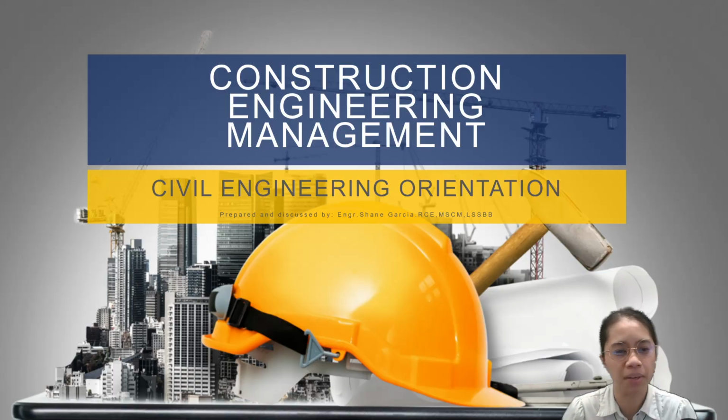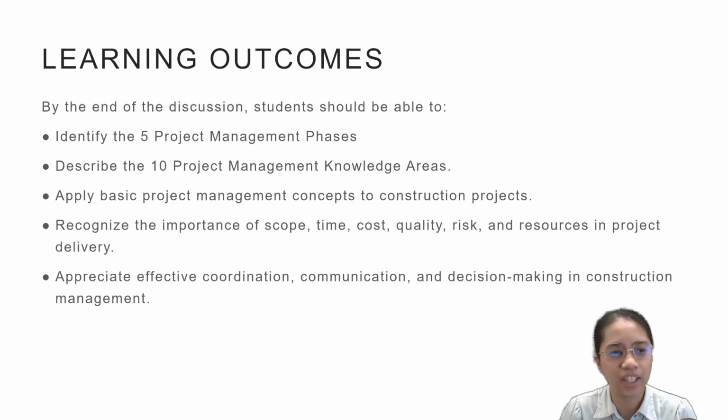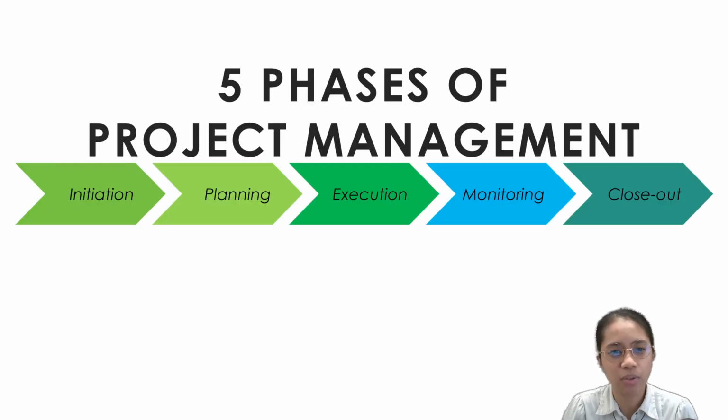of project management. For the learning outcomes, by the end of this discussion, students should be able to identify the 5 project management phases. With that, let's proceed with the 5 phases of project management. First, initiation, then planning, third is execution, fourth is monitoring, and five is the closeout. As you can see here, these are the phases, meaning it starts with initiation and ends with closeout. So let's discuss what these specific phases are.